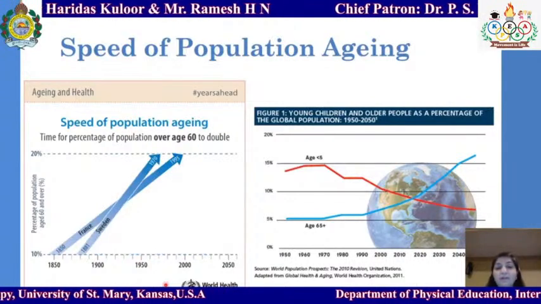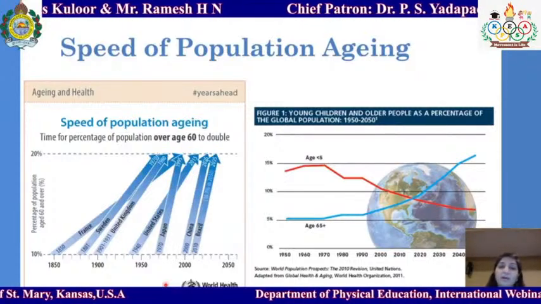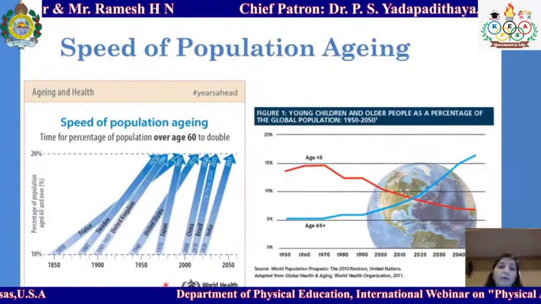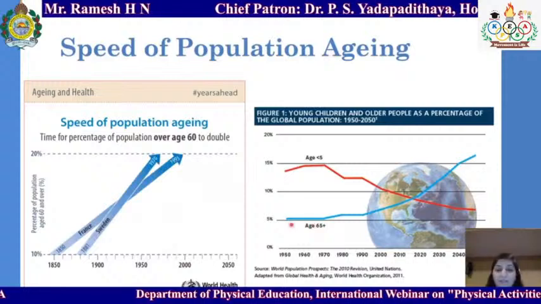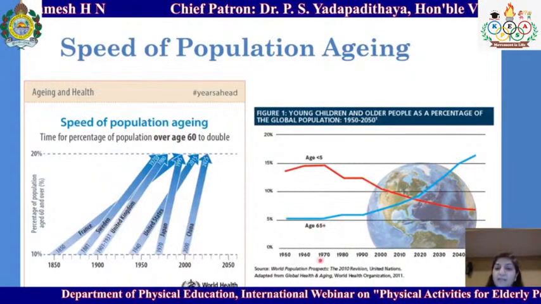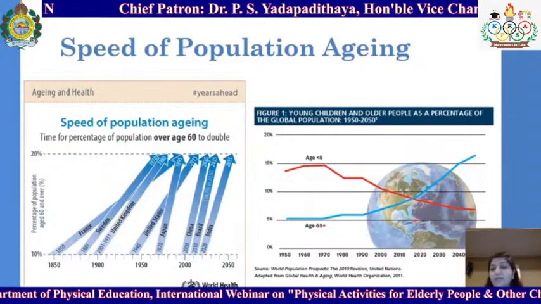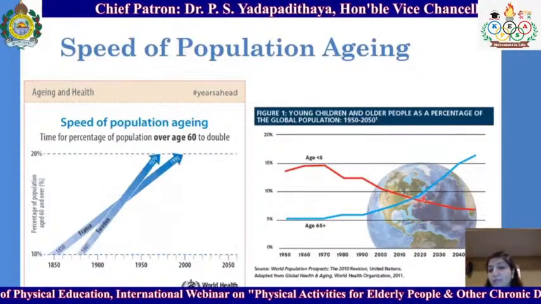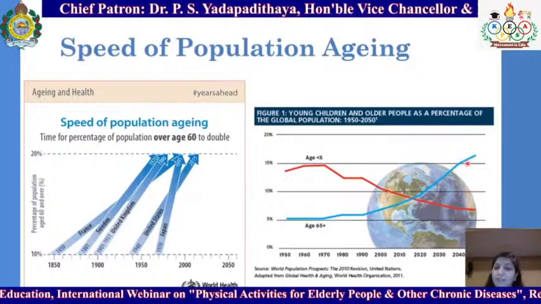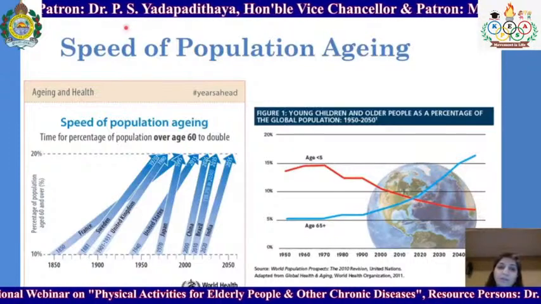So the world definitely is in the phase of demographic transition. And earlier, we have always seen that there were more newborns than people above the age of 65 years, if you see here. But as the years are passing by and our aging population is increasing, you can see that there is a trend where the aging population is going to surpass the number of newborns in the world.